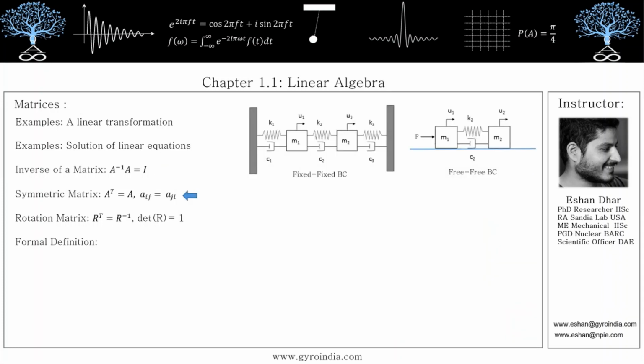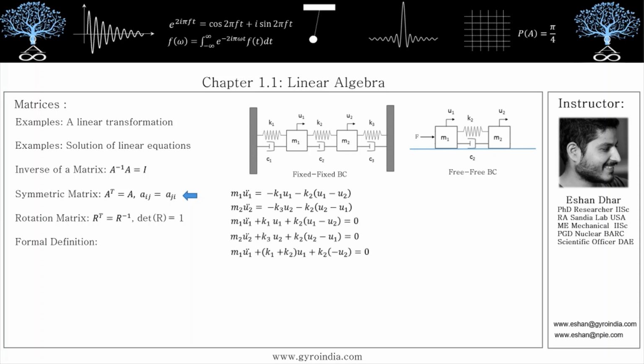In representing multiple degree of freedom systems, we often encounter symmetric matrices. If we write the equation of motion for the two masses, we arrive at a set of two equations, which can be written in a compact matrix-vector form as shown. We observe here that both the mass and stiffness matrices are symmetric.